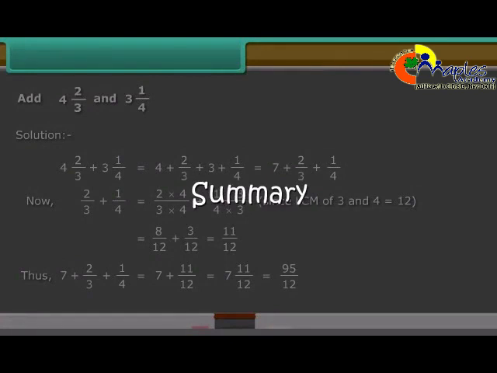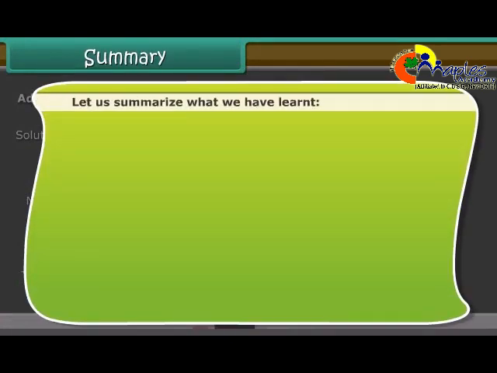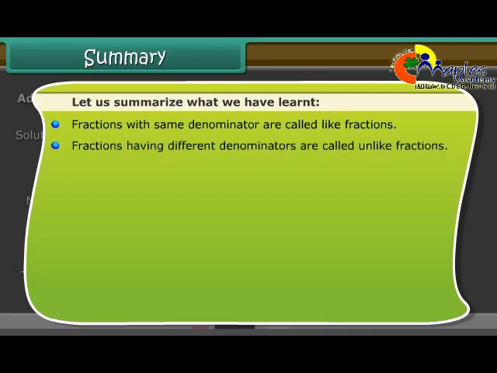Summary. Let us summarize what we have learned. Fractions with same denominator are called like fractions. Fractions having different denominators are called unlike fractions. Like and unlike fractions can be compared by two methods.